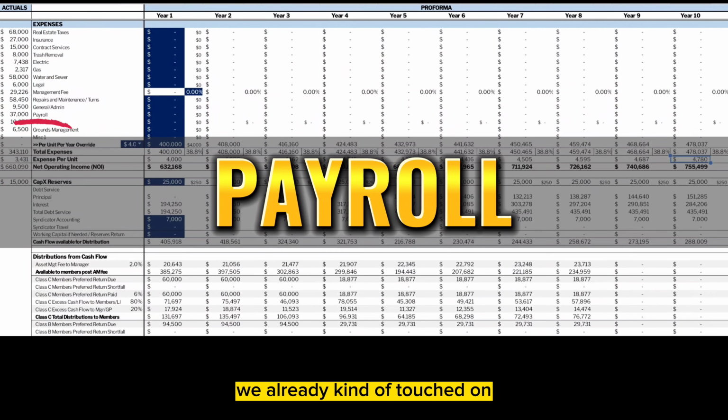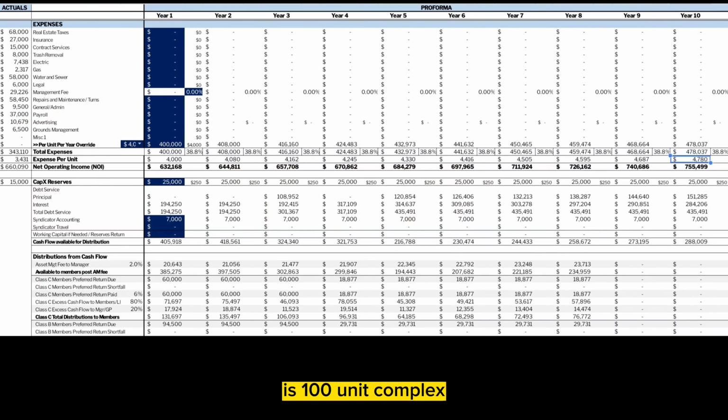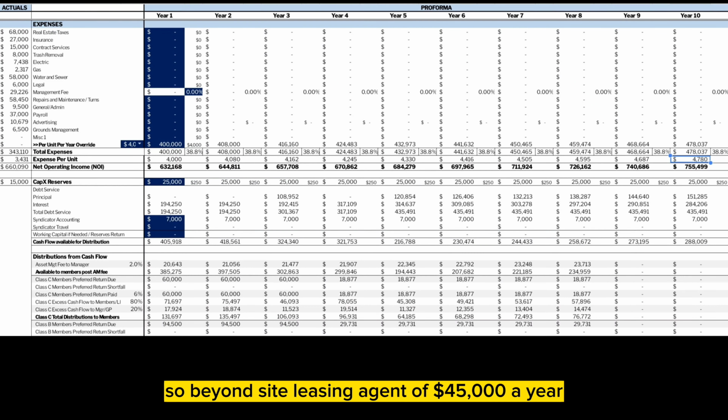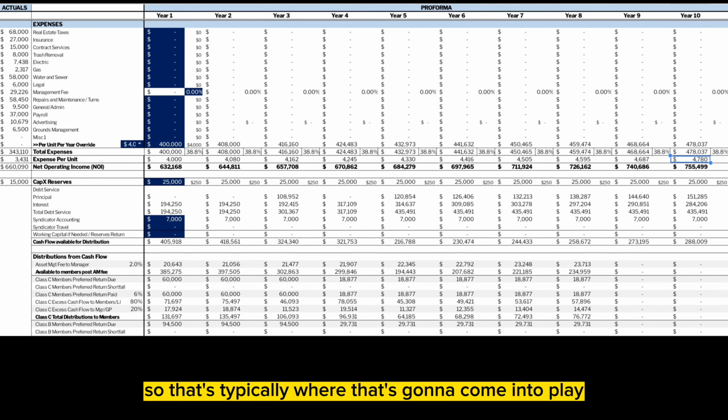Payroll, we already kind of touched on. Let's say this property specifically is a 100-unit complex, and we've got a full-time leasing agent. So the management fee might be 3%, and then they pass through a payroll expense to us of the on-site leasing agent of $45,000 a year, something like that. So that's typically where that's going to come into play.